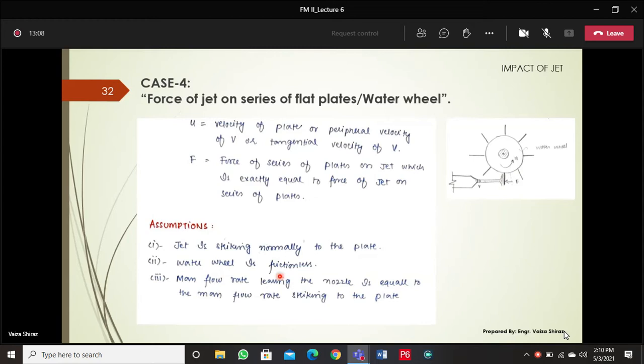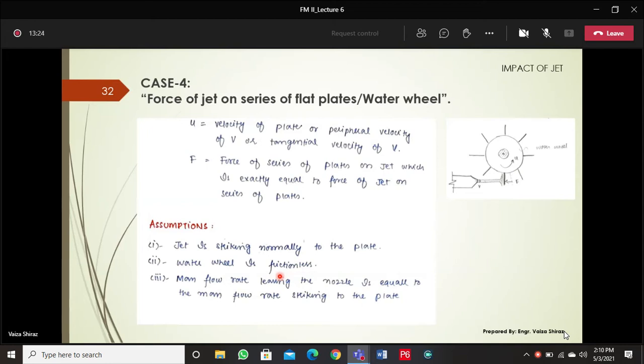Second, the water wheel is frictionless. So this is also a very major assumption because practically you cannot have a frictionless surface. You will always have some losses due to friction. So again, this is your basic assumption.